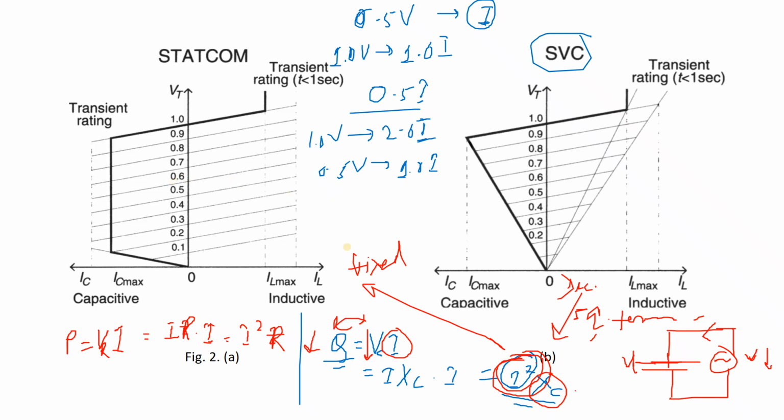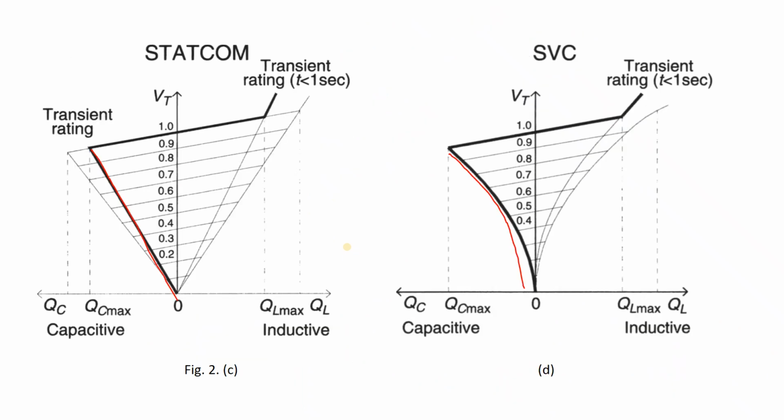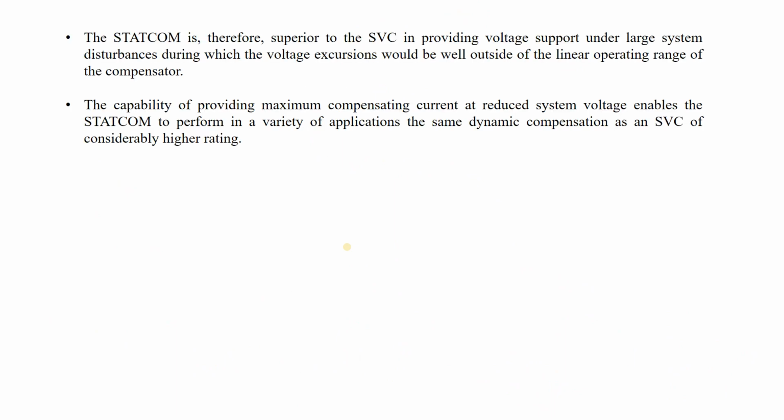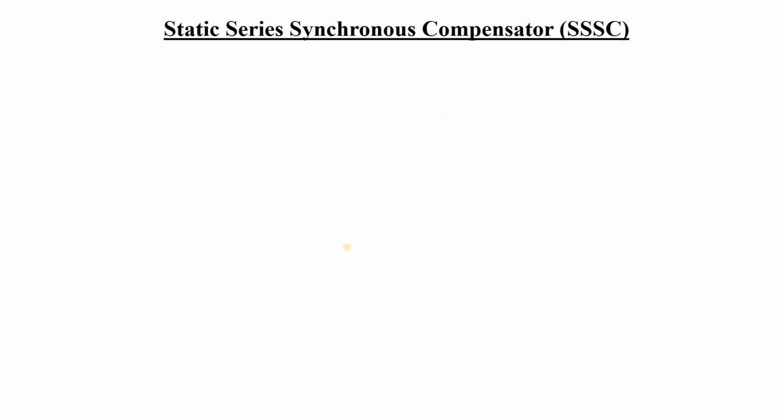But for STATCOM you don't have to go for the higher rating, because even with a lower rating it can produce the constant high current, the maximum current. So for 0.5 also it will produce 1.0 I, and for 0.2 also it will produce 1.0 I. So that is the advantage.